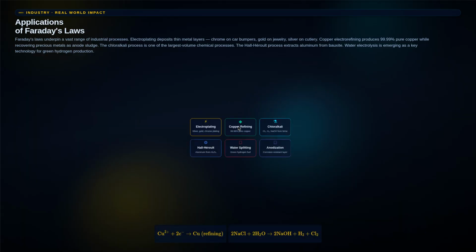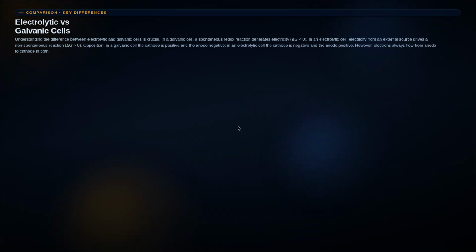Faraday's laws underpin a vast range of industrial processes. Electroplating deposits thin metal layers like chrome on car bumpers, gold on jewelry, and silver on cutlery. Copper electrorefining produces 99.99% pure copper while recovering precious metals as anode sludge. The chloralkali process is one of the largest volume chemical processes. The Hall-Héroult process extracts aluminum from bauxite. Water electrolysis is emerging as a key technology for green hydrogen production.